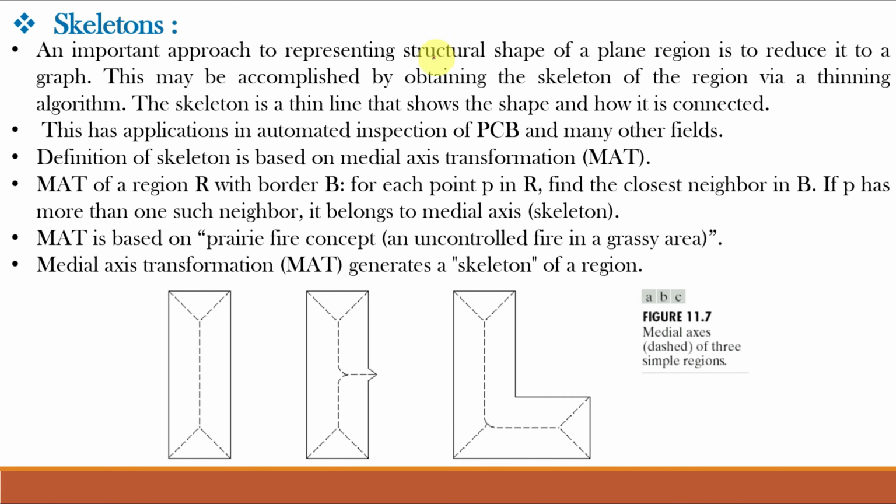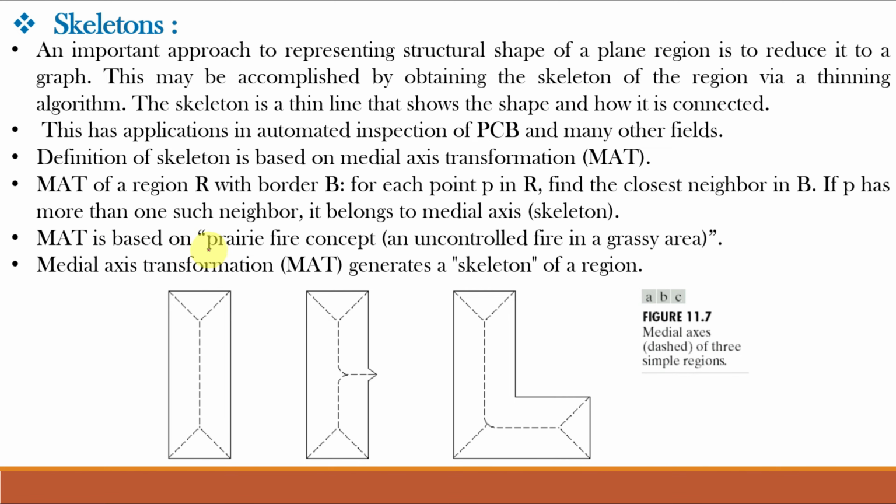We can represent the structural shape of a plane region by reducing it to a graph, and this may be accomplished by obtaining the skeleton of the region via a thinning algorithm. What is skeleton? The skeleton is a thin line that shows the shape and how it is connected. For example, this thin dotted line is the skeleton of this rectangle. So skeletons have many applications, for example, automated inspection of a printed circuit board, and the definition which we have just understood is based on medial axis transformation or MAT.